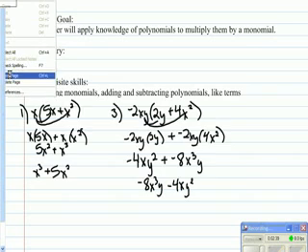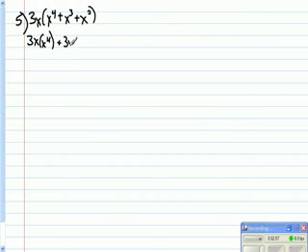Okay, number 5. We have 3x times x to the fourth plus x to the third plus x squared. So again, I'm going to distribute. So 3x times x to the fourth plus 3x times x to the third plus 3x times x squared.